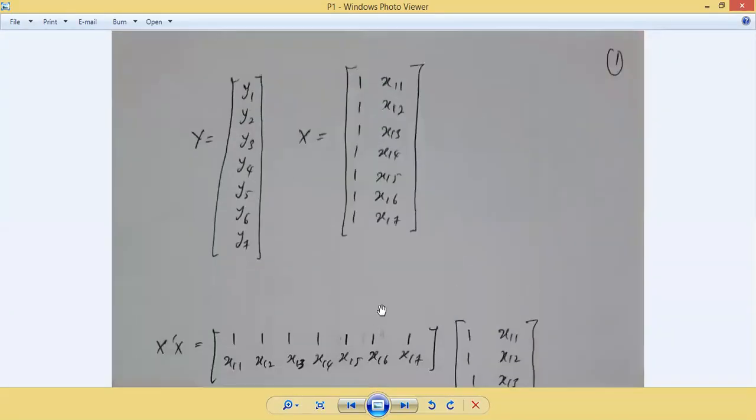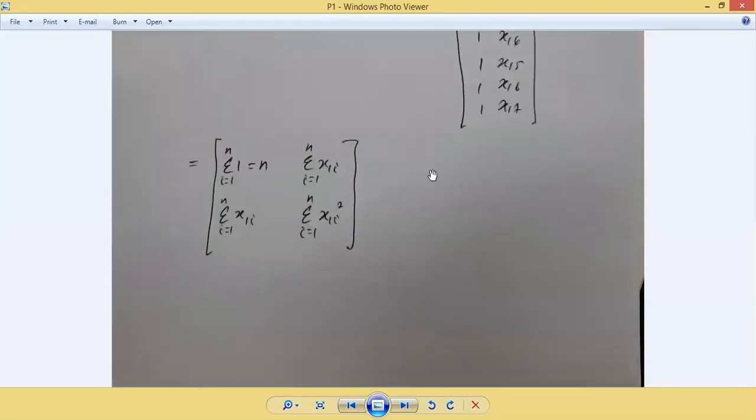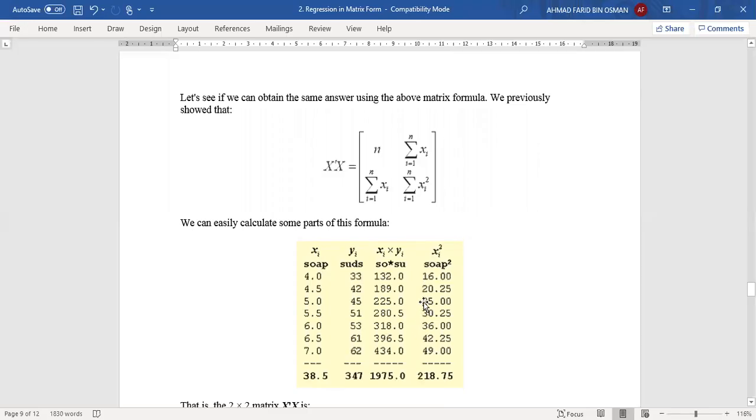So x transpose x for the given example, a simple regression, is equivalent to this: n, sum of x, sum of x, and sum of x squared. Then you can identify each of these. You can use Excel, for example, to get the values. So n, you know, is equal to 7. Then you can just use Excel to get the sum of x and the sum of x squared.